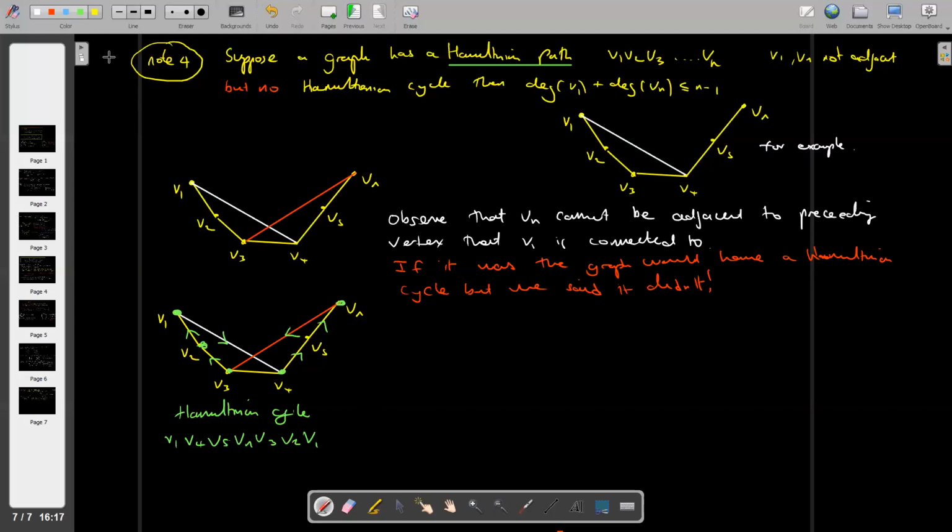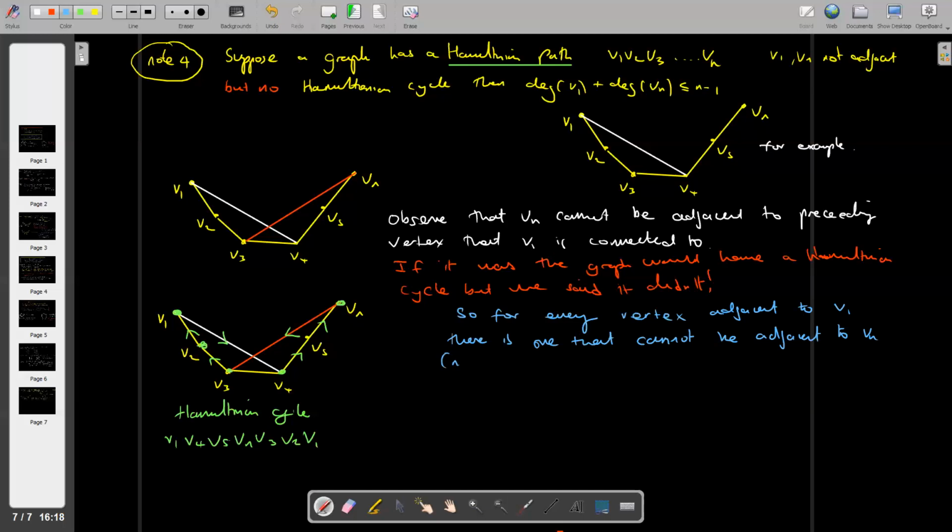So what does that mean now? For every vertex adjacent to V1, in this case V4, there is one that cannot be adjacent to Vn, namely the preceding one.